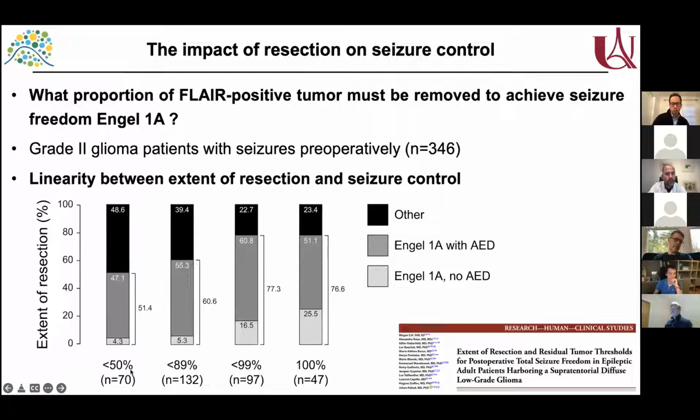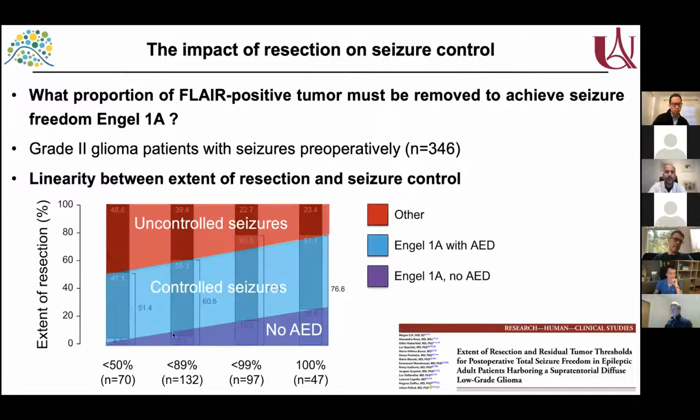In the histogram, we have on the left patients with less than 50% of resection of FLAIR abnormality, to 100% of resection. And we observed a reduction of uncontrolled seizures, highlighted in red, together with an increase of controlled seizures, highlighted in blue, with the increase of the extent of resection. And similarly, the number of patients with postoperative seizure control without any anti-epileptic drug therapy, as you can see here in purple, increases with the extent of resection.